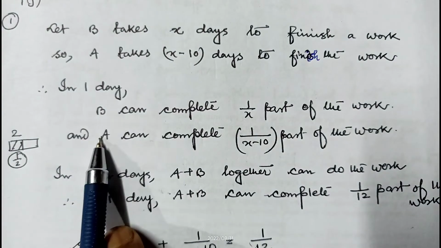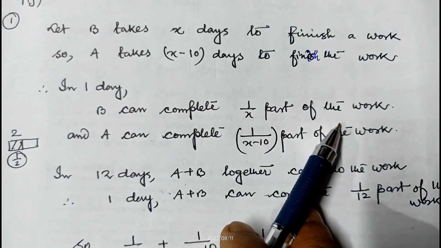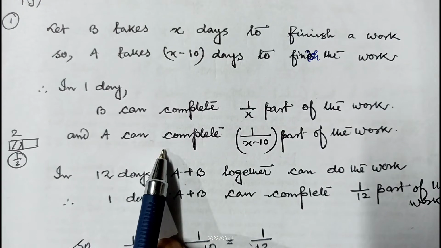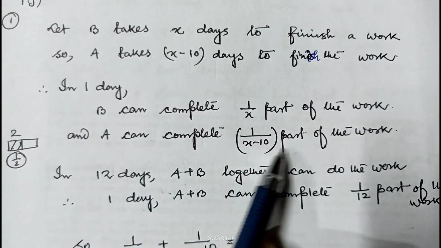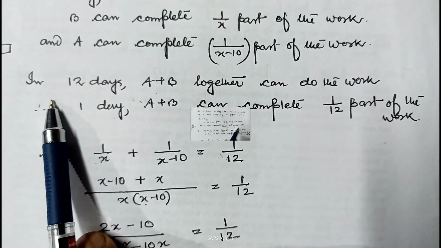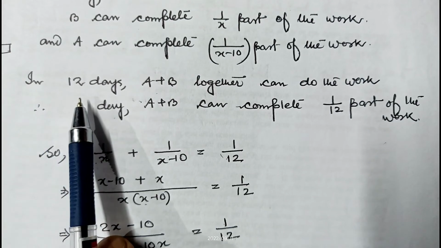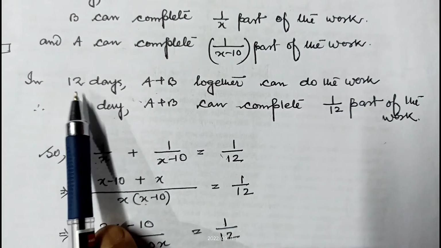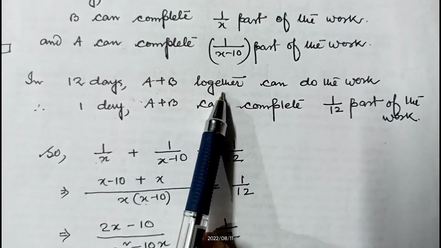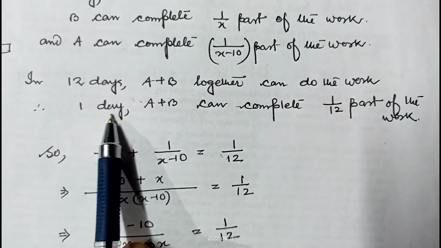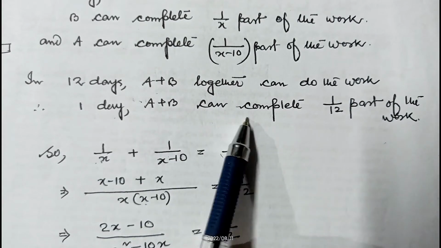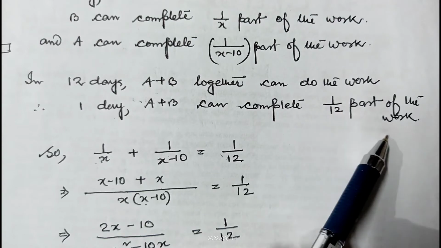Here we have taken that B takes X days to finish the work. Therefore in 1 day B can complete 1 by X part of the work, and A can complete 1 by X minus 10 part of the work. As given in the question, A and B together can complete the work in 12 days. Therefore in 1 day A plus B can complete 1 by 12 part of the work.